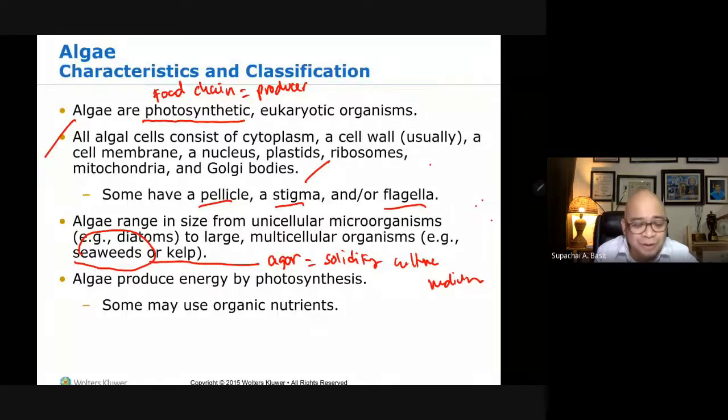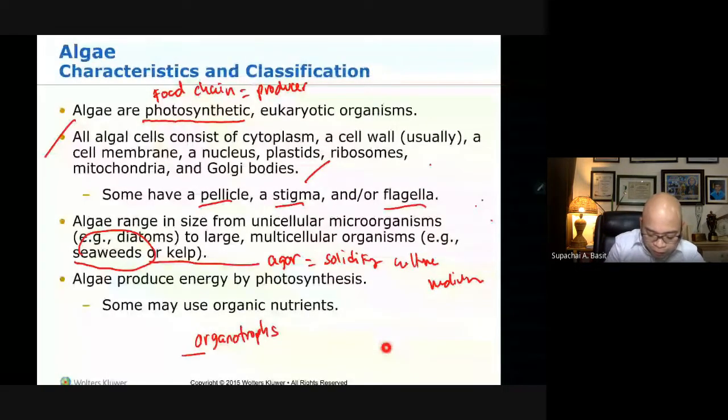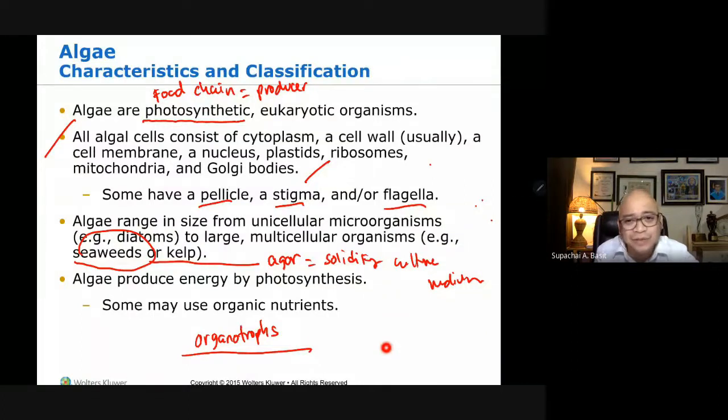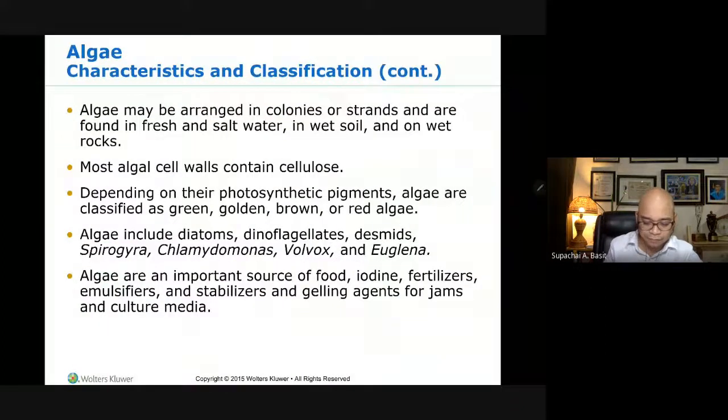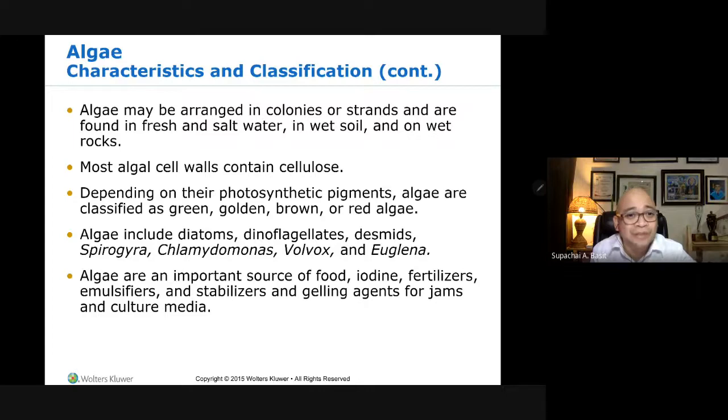Algae produce energy by photosynthesis, though some may use organic nutrients. Remember the term organotrophs, organisms that utilize organic nutrients. Algae may be arranged in colonies or strands and are found in fresh and salt water, in wet soil, or on wet rocks. Maybe you're familiar with lumot. That's the common way of referring to algae in Tagalog, or in Filipino. We mostly call them lumot.